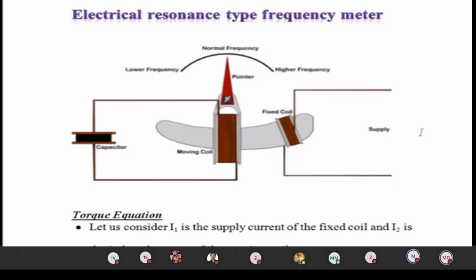Regarding the working, the fixed coil is connected to the supply point. When you switch on the supply, a current is going to flow through the fixed coil. When this current flows through the coil, a magnetic flux is produced around the coil, and this flux is going to establish around the core.